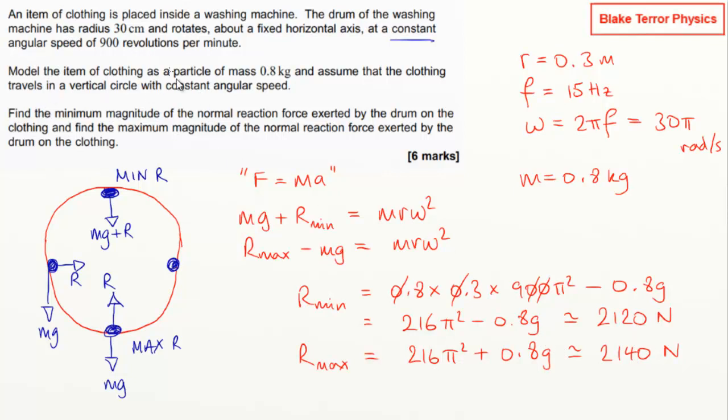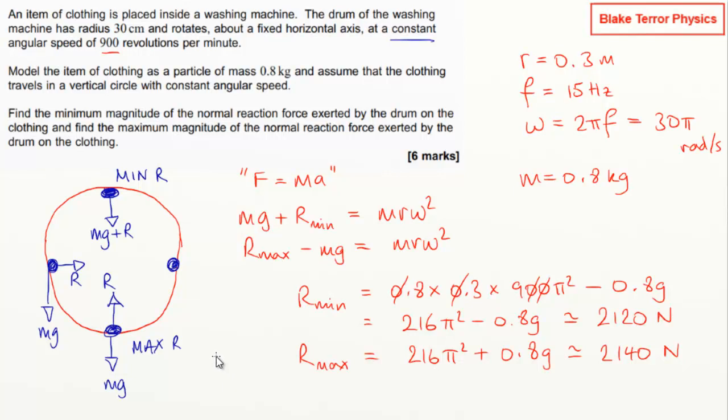But looking at the accuracy of what they've given us here in the question, this 900 revolutions per minute, 0.8, 30 centimeters, they're not high accuracy figures here. So if I was going to give an answer here to 4 significant figures, 2120, 2140, well, we just don't have the accuracy for that. So I'm keeping it there at that 3 sig fig. So yeah, quite a straightforward, fairly standard opening question for circular motion.